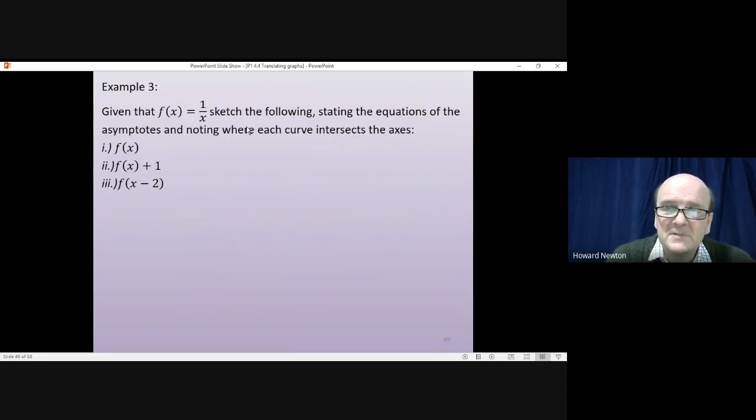And this time they ask for 2 things. They ask us to state the equations of the asymptotes, so the equations of the straight lines that define the asymptotes. And again, we're asked to note where the curves intersect the x and y axes. Have a go, pause the video, come back to me when you're ready. Okay, let's have a look.